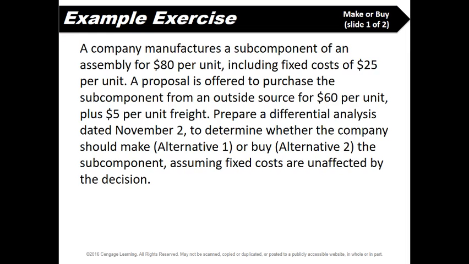Now we're going to look here at a company that manufactures a subcomponent of an assembly for $80 per unit. It has $25 of fixed costs. There's a proposal to purchase the subcomponent from an outside source for $60 per unit, plus $5 per unit in freight. I'm going to go ahead and do a differential analysis on this, assuming fixed costs are unaffected by the decision.